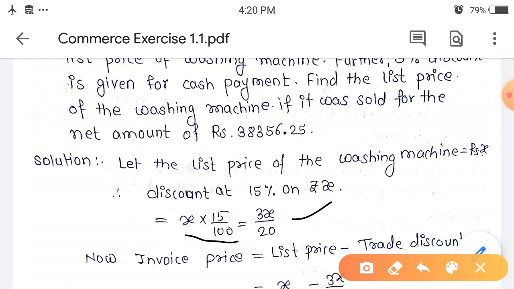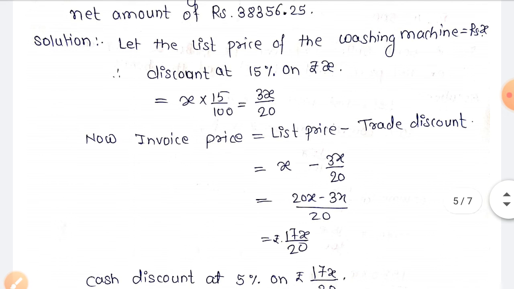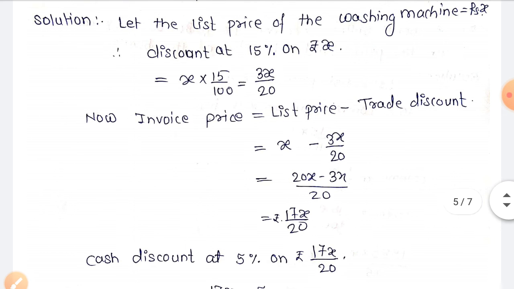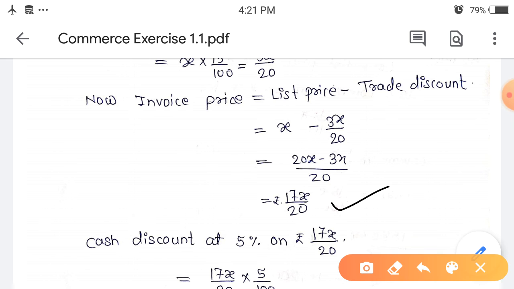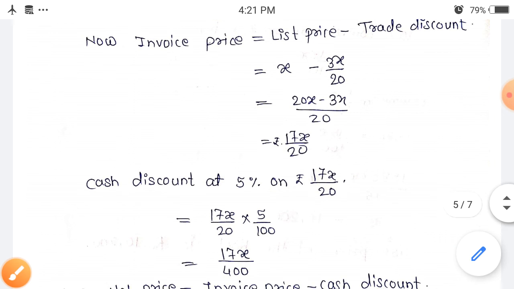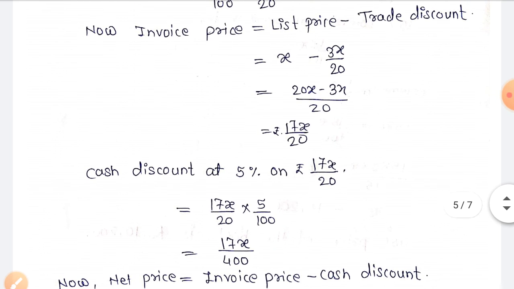So its invoice price, meaning the price quoted to the customer, is list price minus trade discount, x minus 3x upon 20. So 20x minus 3x upon 20. So total will be 17x upon 20. Now after this, cash discount at 5% on this value. So 5% on rupees 17x upon 20. So how much here? 17x upon 20 into 5 upon 100. So after calculation, how much we'll get here? 17x upon 400.